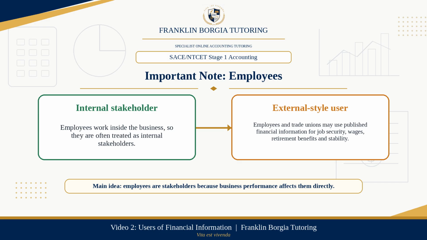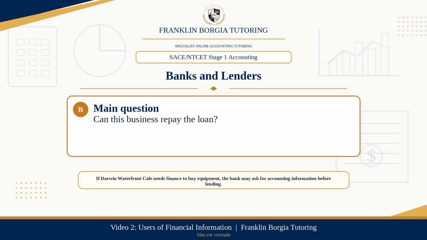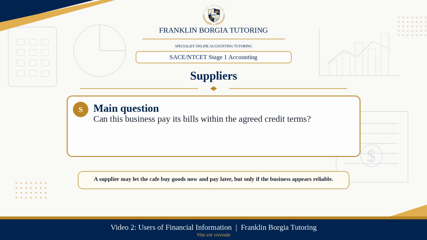External users. Now let's move to external users. External users are people or groups outside the business who still need financial information. Banks and lenders may use accounting information before deciding whether to lend money to a business. They want to know whether the business can repay the loan. For example, if Darwin Waterfront Cafe needs finance to buy equipment, the bank would ask for accounting information from the owner or manager before making a lending decision.